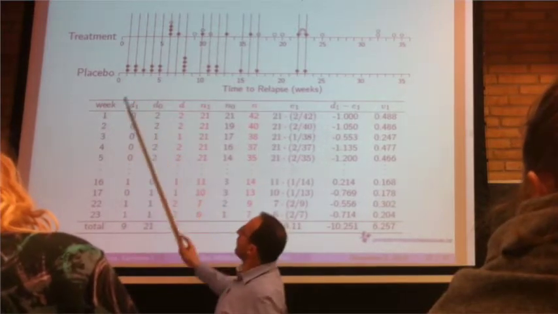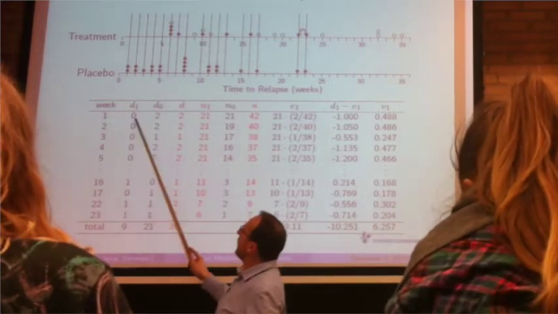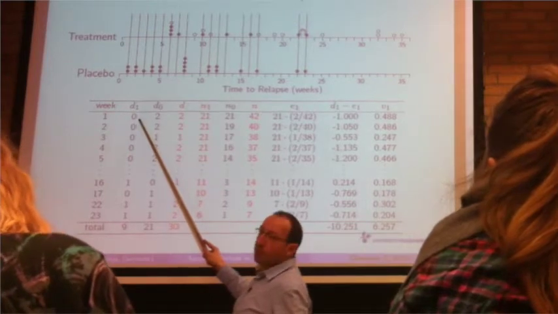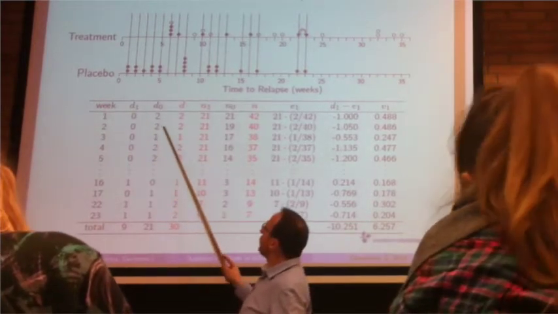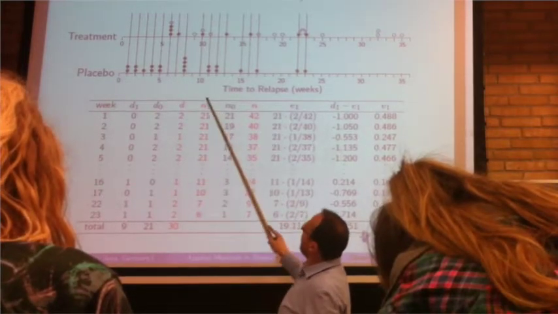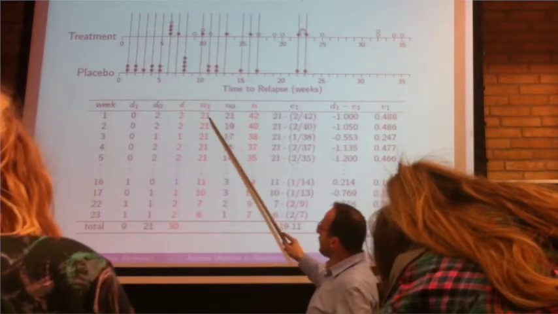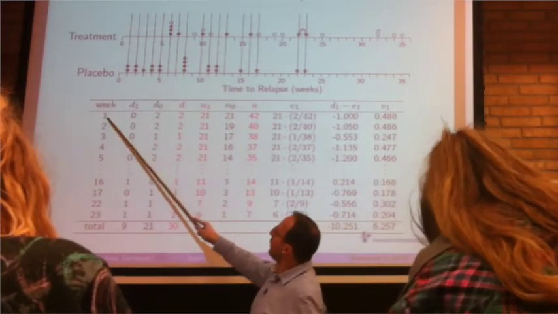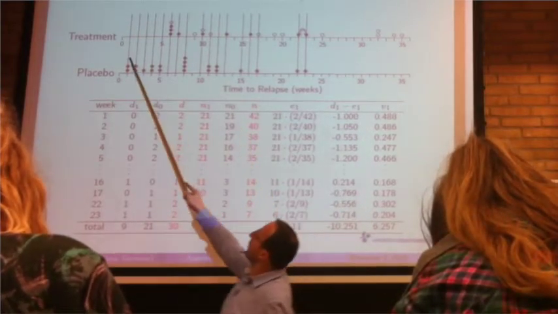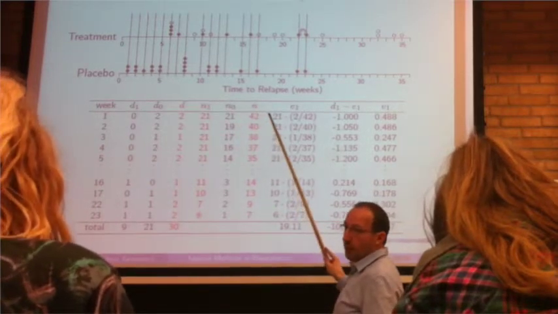So for the placebo group, the first event time is after 1 week, where in the placebo group there are 2 events, and in the treatment group there is no event. So 0 and 2, and in all we have 2 events. And then in total we have 21 patients at risk in the placebo group at 1 week, and 21 patients at risk in the treatment group at 1 week. In total we have 42 patients at risk.